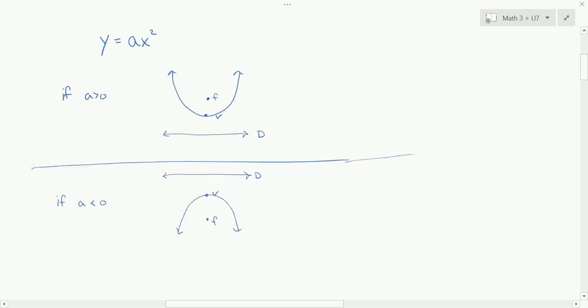So what's going to happen today is we're going to switch our x and our y. We're going to work with parabolas in this form: x equals a times y squared. So the difference is we're going to switch the direction. If it's y equals, it's going to open along the y-axis, so open up or down. If it's x equals a y squared, it's going to open along the x-axis, right or left.